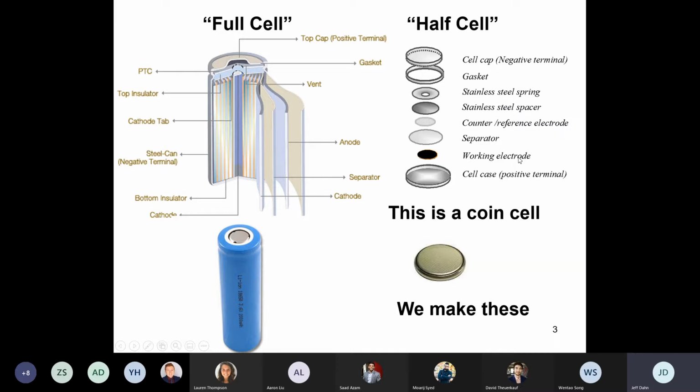In our laboratory, we make coin cells, and in Mark Overbach's laboratory, they make coin cells, which have a working electrode, say the positive, and a counter electrode, which could be lithium metal or graphite if you're making a lithium ion cell, and a separator, and then some parts to apply pressure on this electrode stack. This is called a coin cell because it looks like a coin.